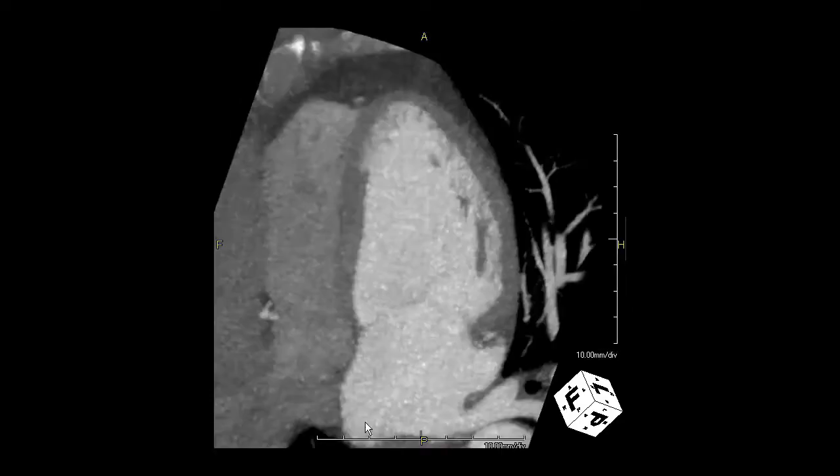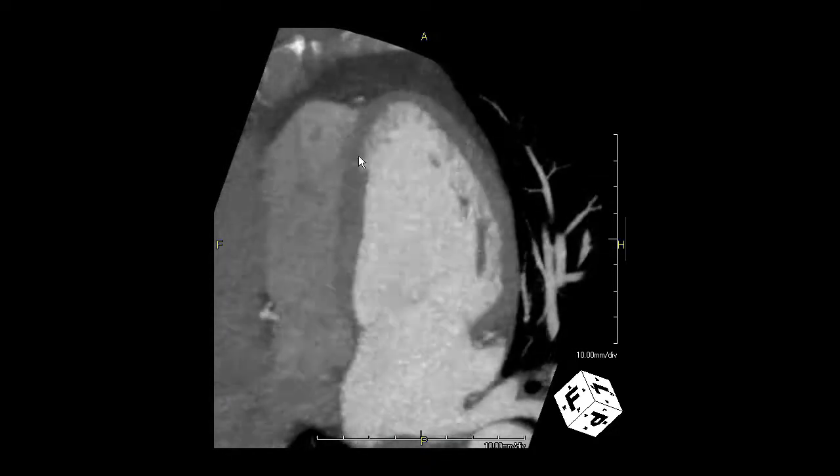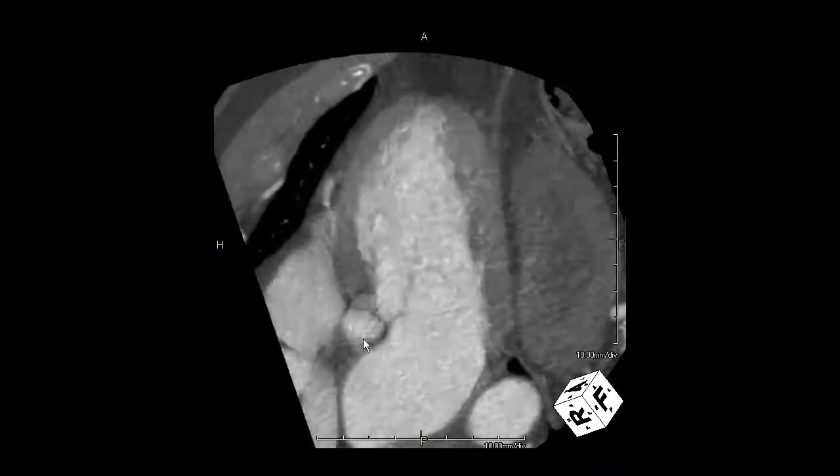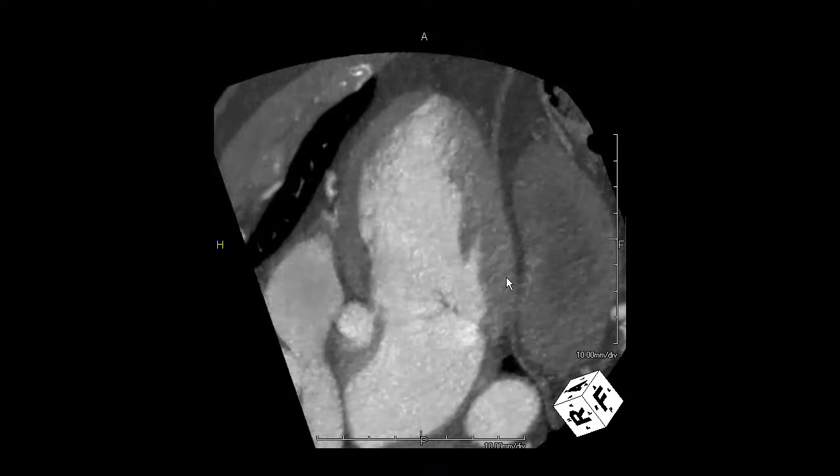We continue our assessment of the left ventricular function. Shown here is a horizontal long axis view, and here it is in motion. Here's the interventricular septum, apex, and lateral wall. Here is the vertical long axis, anterior wall, apex, inferior wall.